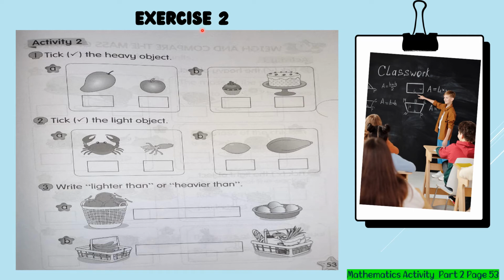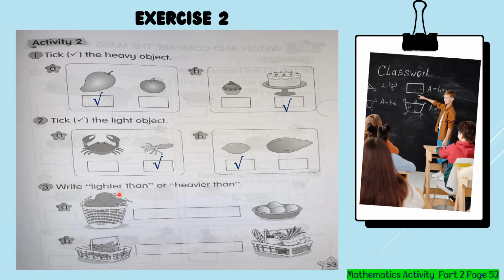Okay, look at exercise 2, mathematics activity book part 2, page 53. The instruction, tick the heavy object. A mango or an apple: the mango is the heavy object. A muffin or a cake: the cake is the heavy object. Number 2, tick the light object. A crab and a squid: the squid is the light object. A lemon and a papaya: the lemon is the light object.